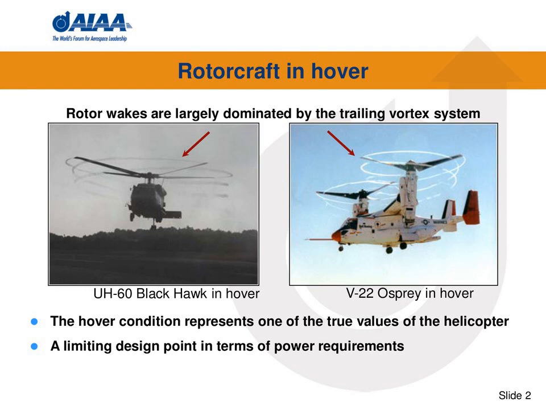So you see two pictures in the slide. One on the top left, which is the UH-60 Black Hawk in hover, and the second one is the V-22 Osprey. And you can see the condensation making it possible for a physical view of the trailing tip-vortex system. The hover condition represents the real value of the helicopter. And it's also sort of a limiting design point in terms of what's the power required to carry the right amount of payload. And so the ability to predict that, and predict it accurately, is very helpful, not only in the design but in the analysis of existing rotorcrafts.